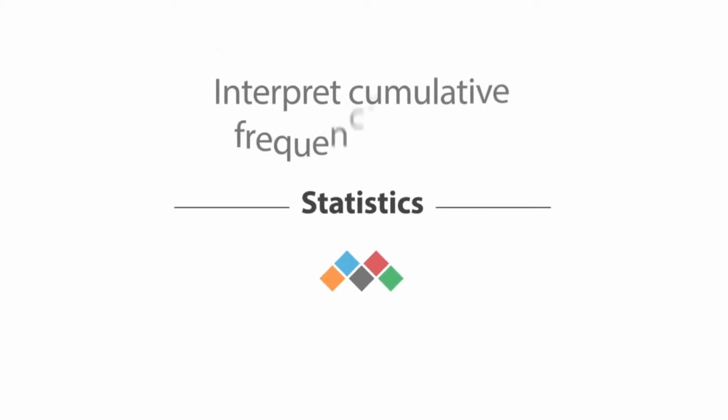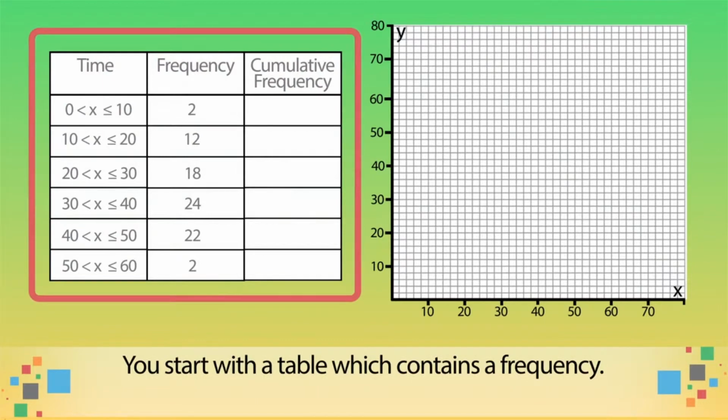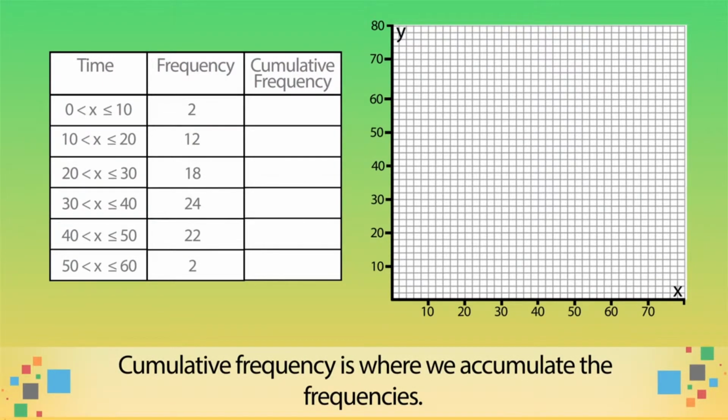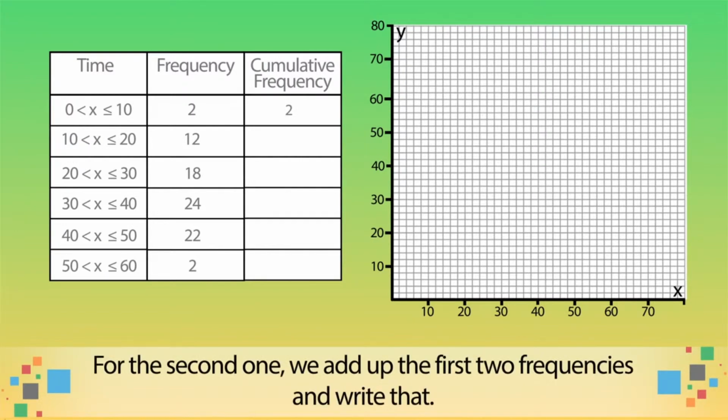Interpret cumulative frequency graphs. Let's first recap on what a cumulative frequency graph is. You start with a table which contains a frequency. Cumulative frequency is where we accumulate the frequencies. For the first one, we just write the frequency. For the second one, we add up the first two frequencies and write that.